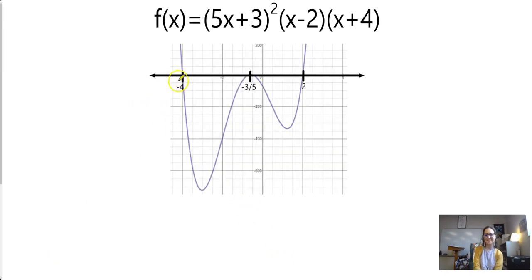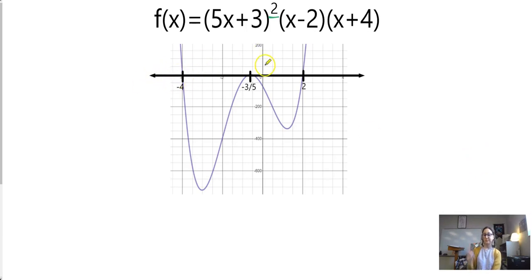Here's our function. Notice that we do have x-intercepts at negative 4, at negative 3/5, and at 2, and we cross at negative 4 and 2, but not at negative 3/5, again because we had even multiplicity associated with that factor. Now let's really talk about where this function is positive and where it is negative. When we talk about a function being positive, I'm not talking about increasing or decreasing. I'm talking about whether the y values are positive or negative. So let's break these up into our 4 intervals.